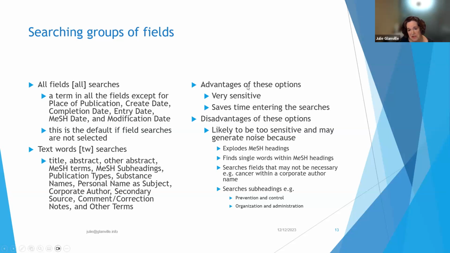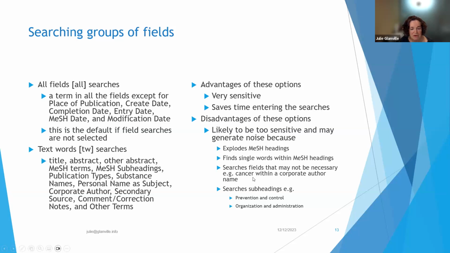The advantages of these options are that they're very sensitive and they save you time. You don't have to do a search for the TIAB and the OT and so on. So they can save you time, but they may also have disadvantages. They may be too sensitive and they may generate noise. So for example, if you use the TW and the all, it will explode the mesh headings, and as you've just seen, you may not want that to happen. They will also potentially find single words within compound mesh headings. And again, that may not be what you want to happen.